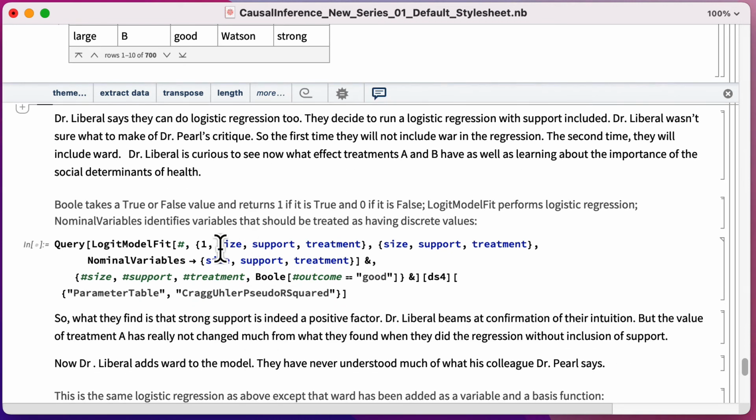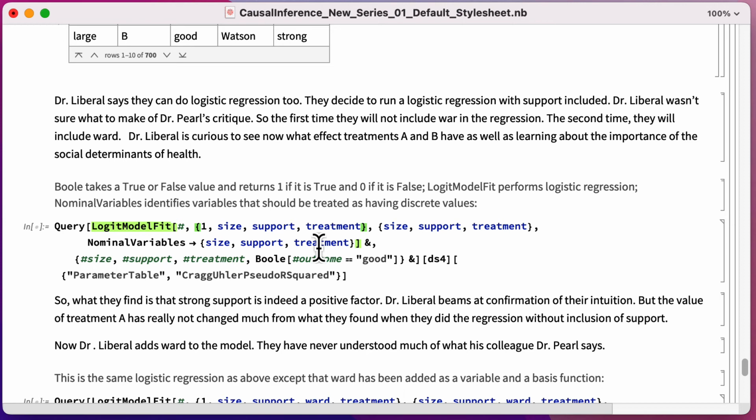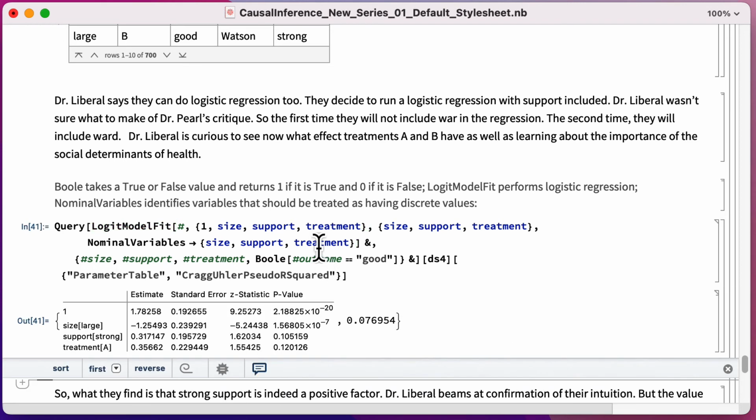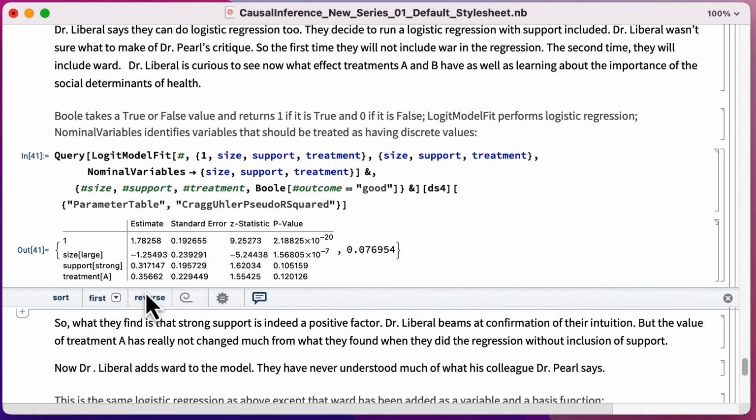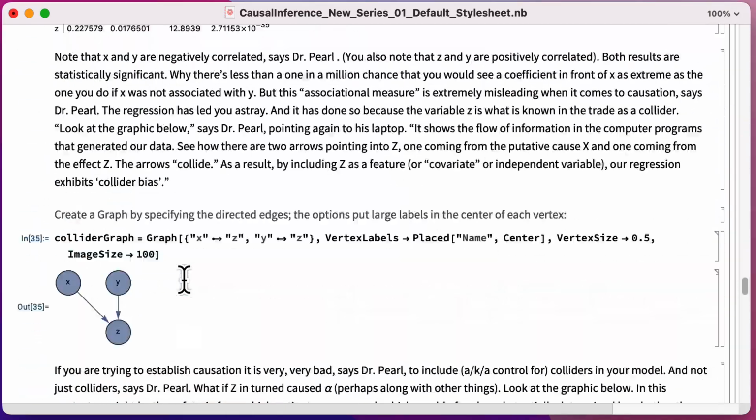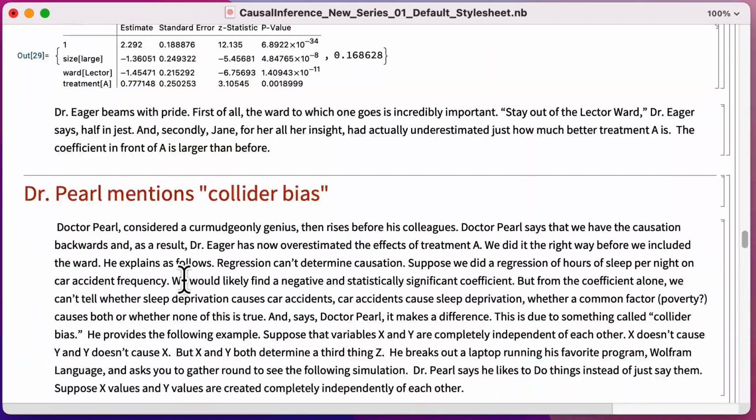And so Dr. Liberal says, I'm going to do a regression also. And I heard Dr. Pearl, so I won't stick ward in, but I am going to do size, support, and treatment. So let's see how that works. And now it turns out that support is a positive factor. Yeah, the p-value isn't quite there, but it's not too far off. And the treatment value of 0.35 starts to look very similar to what it did when we didn't include ward.